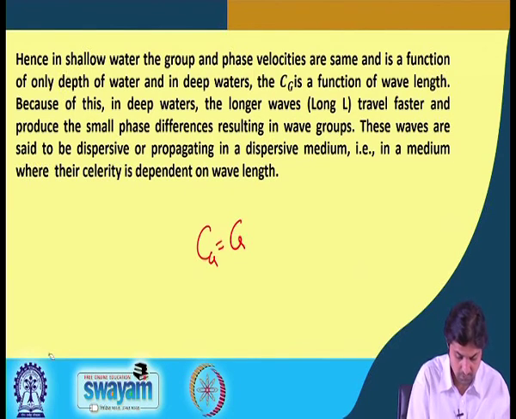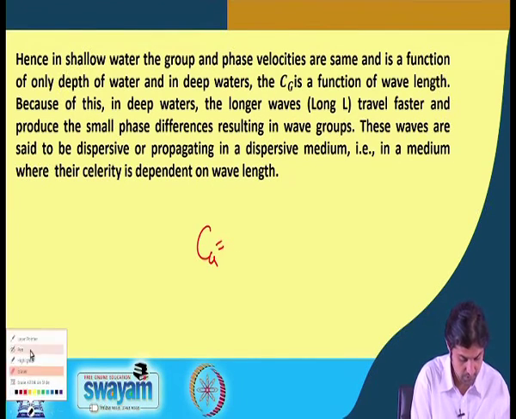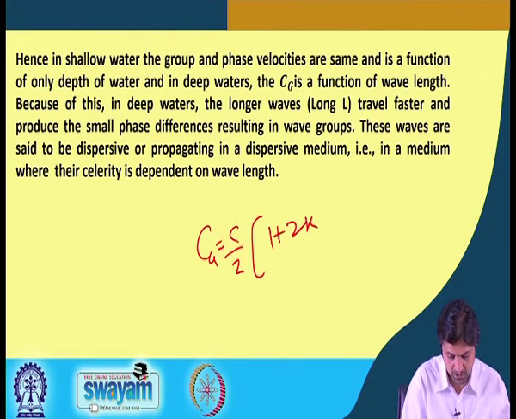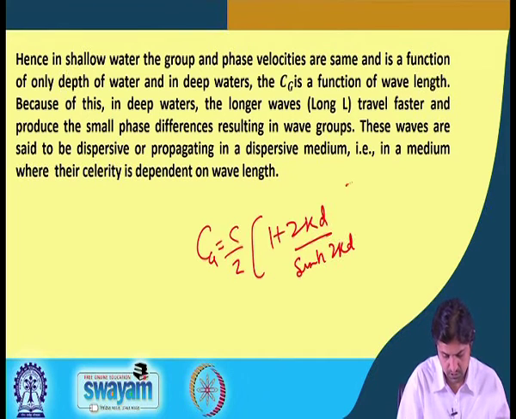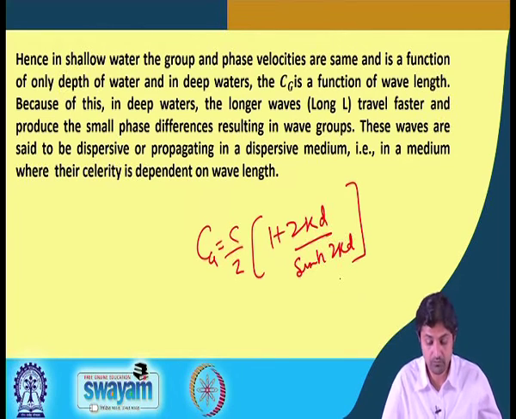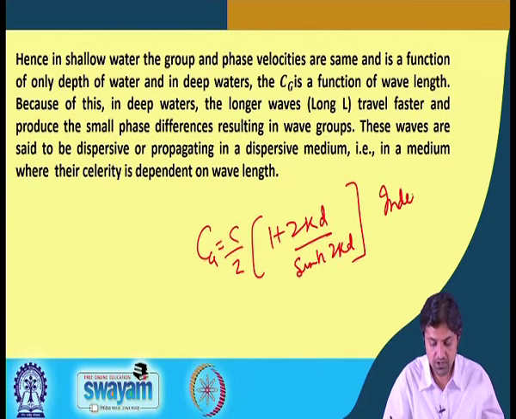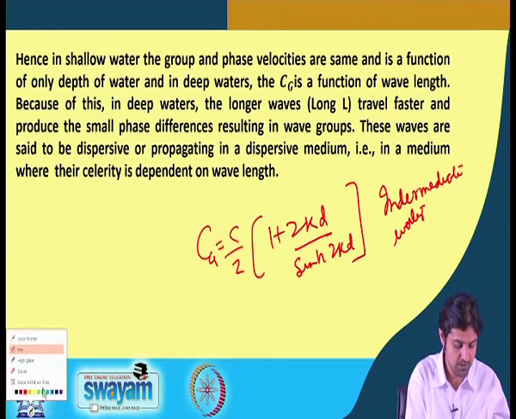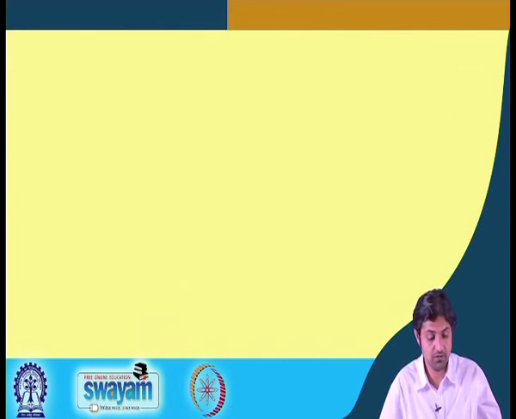Cg is equal to C by 2 into 1 plus 2kd divided by sinh 2kd. All right. This is actually valid for all waters, but we use it for intermediate waters, because for deep water and shallow water we have some approximations, while for intermediate waters we can use the same formula.